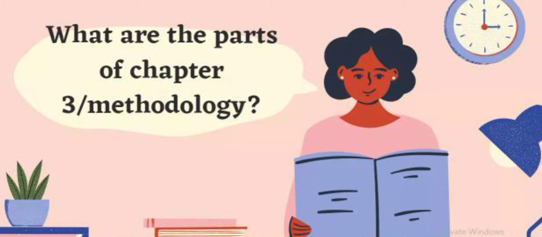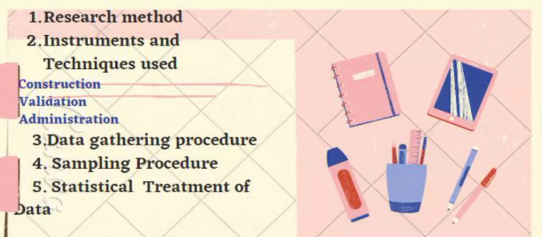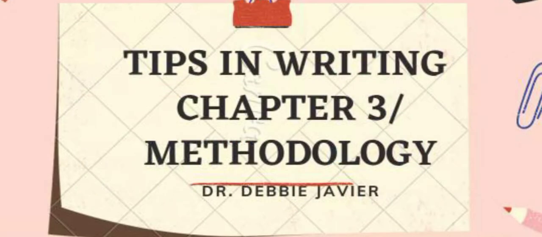So the parts basically are the research method that you are going to use, instruments and techniques that you are going to use also, and then data gathering procedure, the sampling procedure, and the statistical treatment of data. So under instruments and techniques, you have subtopics like construction, validation, and administration. So I will try my very best to give you some tips on how to write them.